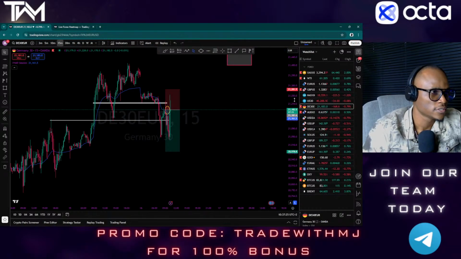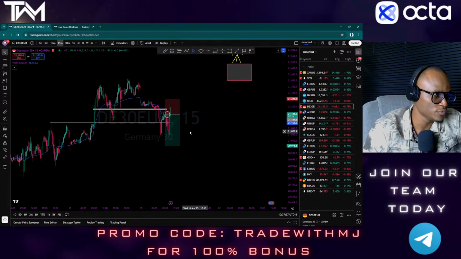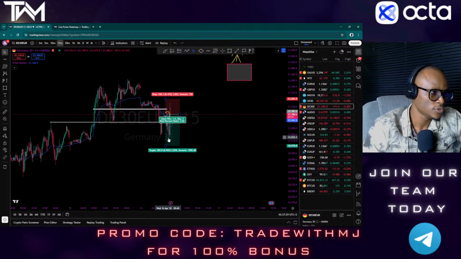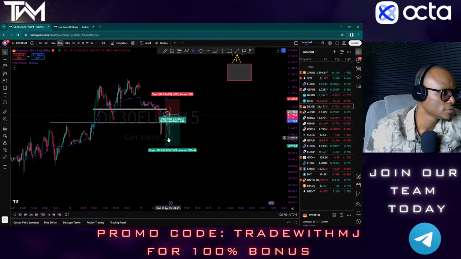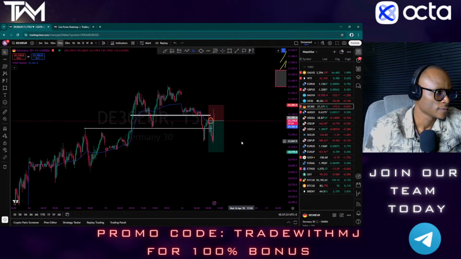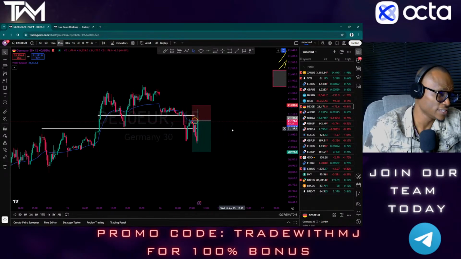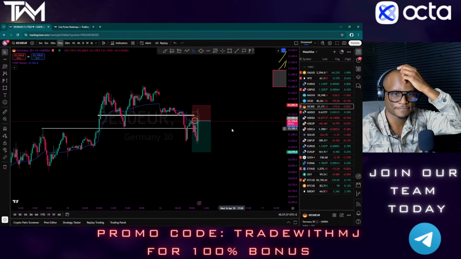German as well. Guys, I hope if you took this German, you had your stop loss on break even. You are like 90% to TP on this trade. Still, anything that closes below, we can still have that downside momentum.